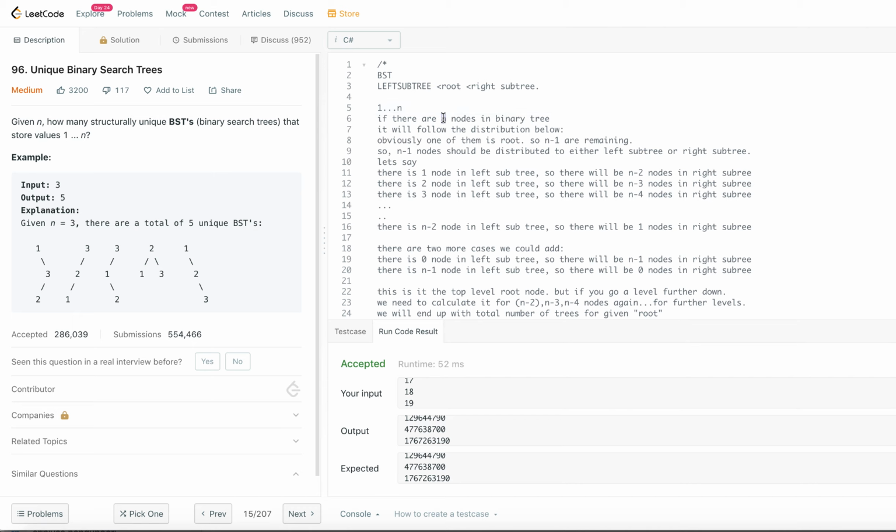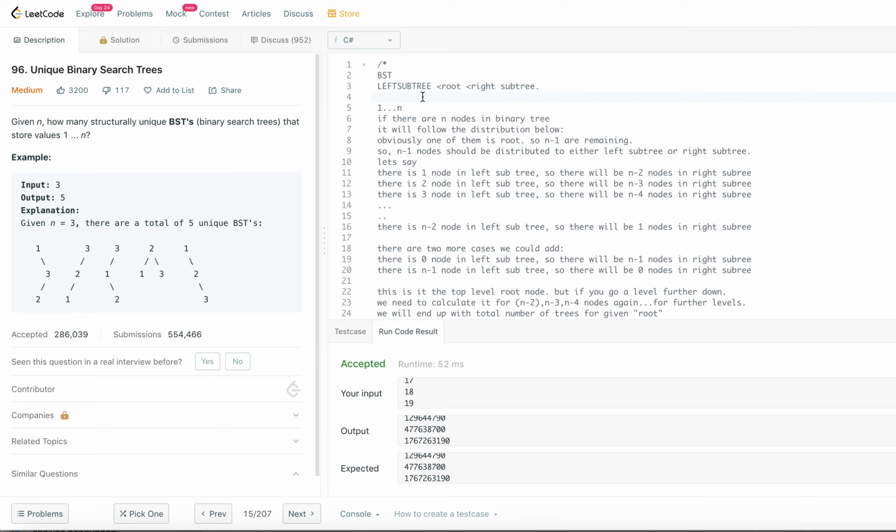So when there are n nodes in the binary tree, there could be multiple possibilities. Now we are asked to find out how many structurally unique BSTs there are. Structurally means the values may be different, but the structure should be unique. So let's try to understand the process to get the logic for this particular problem.